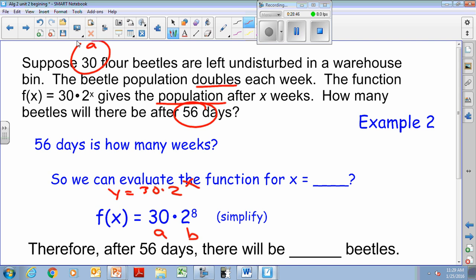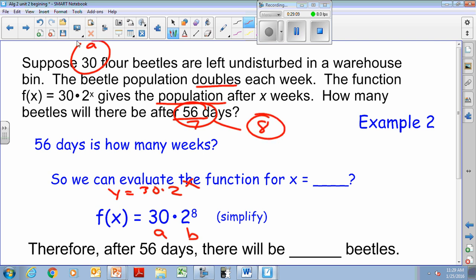Gives the population after x weeks. How many beetles will there be after 56 days? So here comes the question. How many weeks are there in 56 days? How many days in a week? 7. So to find out how many weeks are in 56 days, I do 56 divided by 7.